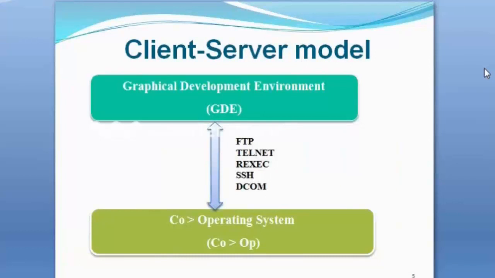Okay, this is the client server model. As you can see, GDE can connect to the cooperating system through different modes. The normally used modes are telnet and SSH. We can use FTP, remote execution, and DCOM also. The cooperating system is installed on your Unix machine, and GDE is installed on your client machine, that is your client desktop. So we need a way to make this client machine connect to the cooperating system installed on your Unix server. We will be using these connection protocols to make sure the connection is working.